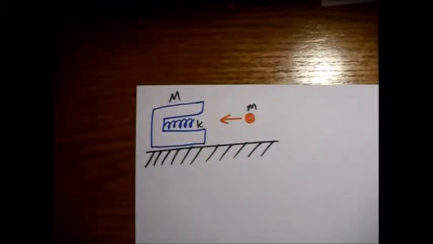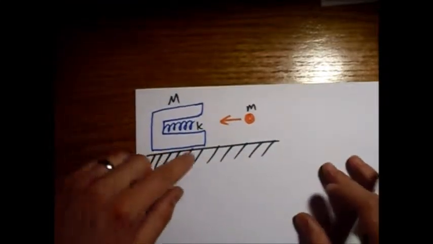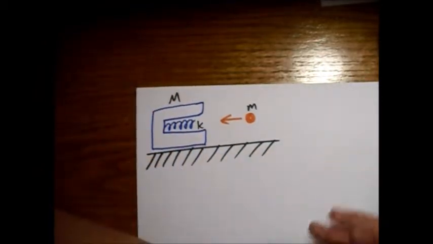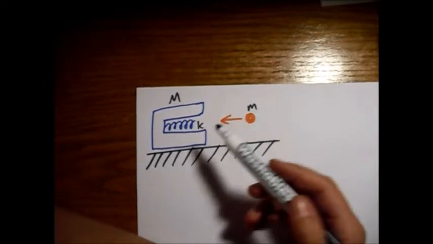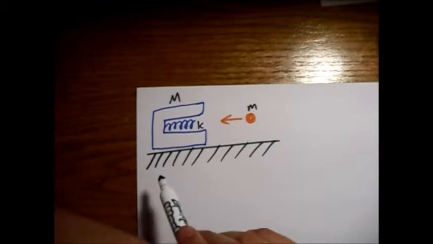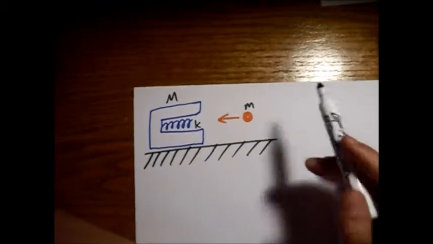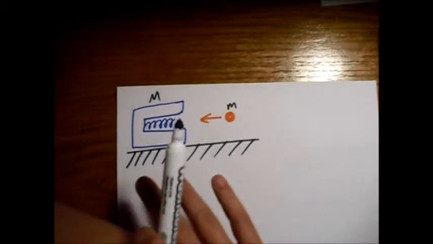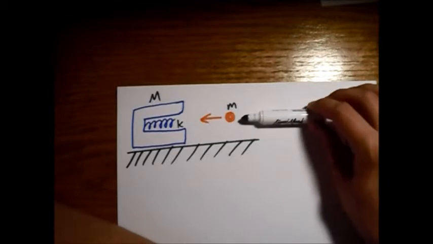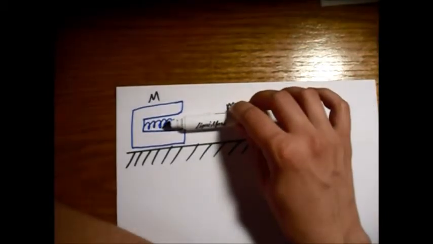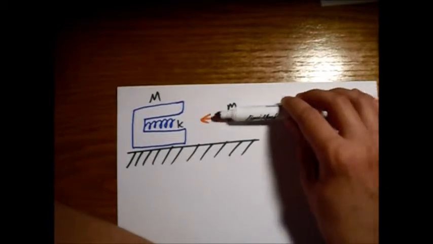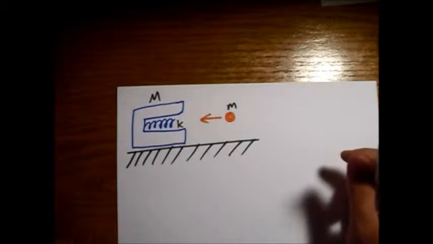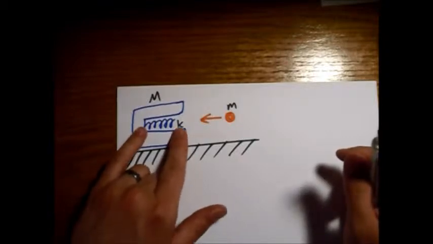We're going to look at the problem of a block sitting on a frictionless surface, and this block has, say, a hole drilled into it with a spring inside, and we have some kind of projectile, a small mass. So the block's initially at rest, and this mass is initially moving with a velocity directed directly at the spring. So the question is, how far does this spring compress?